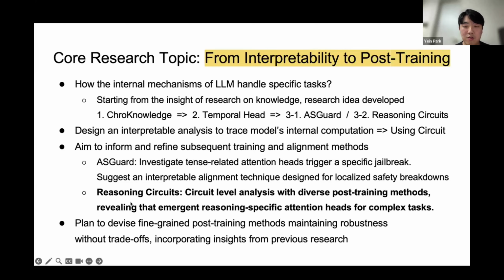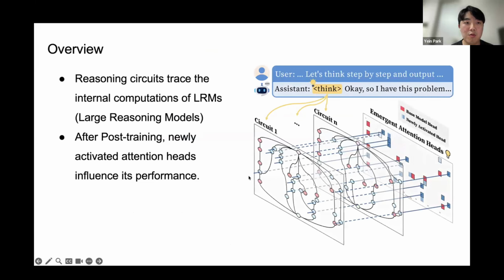So today's topic, the reasoning circuits, focuses on circuit-level analysis with diverse post-training methods, and reveals emergent reasoning-specific attention heads for complex tasks. I also plan to devise fine-grained post-training methods that are robust, without trade-offs, like using only specific mathematical expressions. And I would like to incorporate insights from today's topic. Let me get started with the overview.